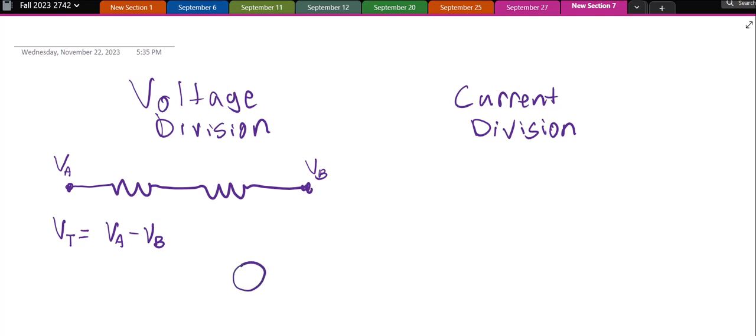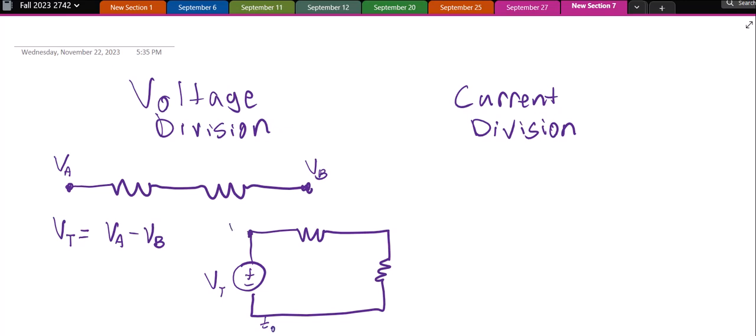An example of this would be if I had a voltage source here, and I had two resistors, and it goes around in a complete circuit, then the total voltage is just going to be VT. It's just going to be that voltage source, because I could call this ground, and then this would be VT, and so our total voltage there would just be that voltage source. So voltage division you use for resistors in series, and you need to know the voltage change across all of the resistors.